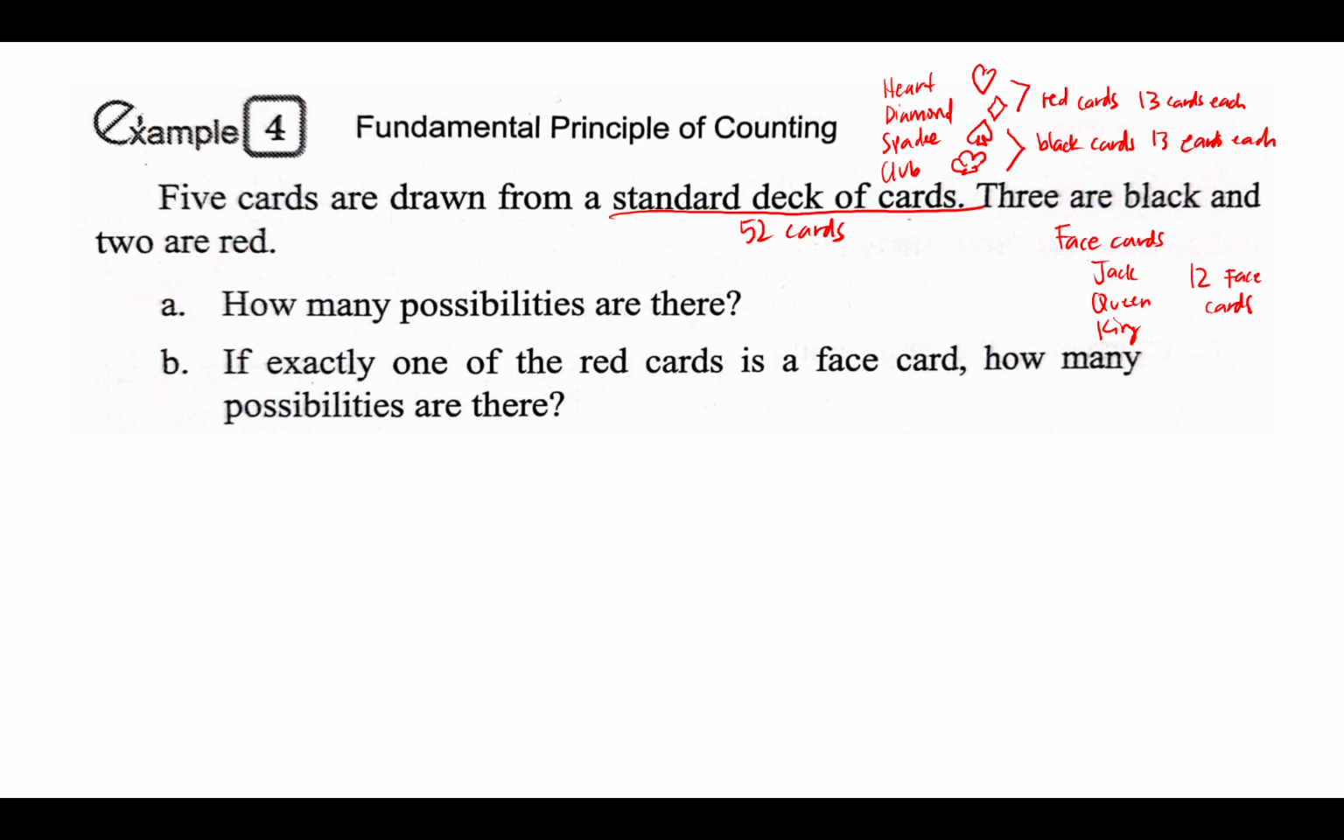So let's try to answer the question. 3 are black and 2 are red. Okay? So here, we have a situation that 3 are black, 2 are red. So for letter A, if you have the black and you have the red. So how many possibilities are there? So when we talk of black cards, that consists of spade and club, and we have 13 cards each for each icon.